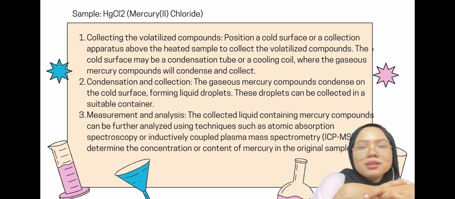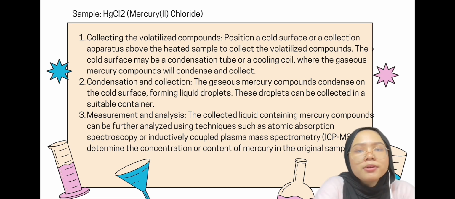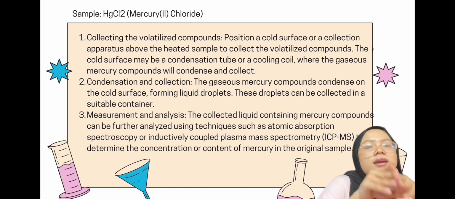Once the liquid containing the collected mercury compound is obtained, it can be subjected to further analysis. Techniques such as atomic absorption spectroscopy or inductively coupled plasma mass spectrometry can be employed to measure and analyze the concentration of mercury in the original sample accurately.